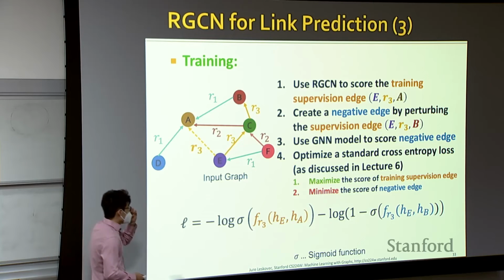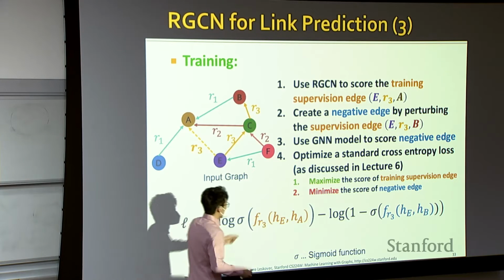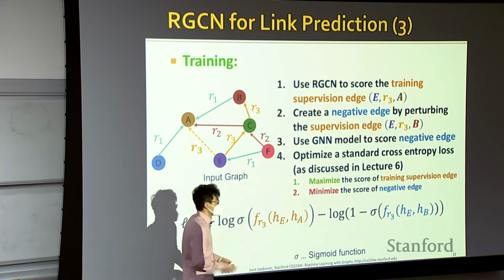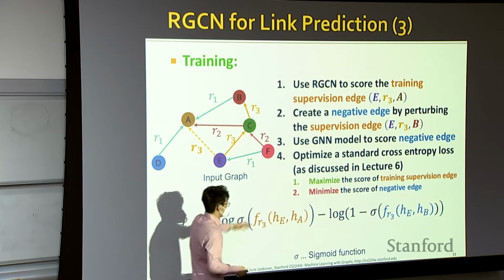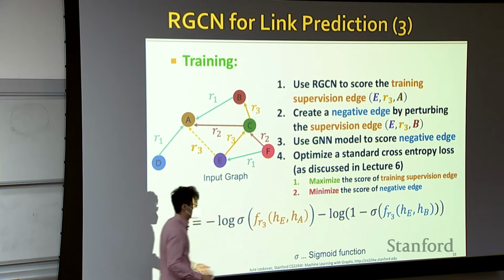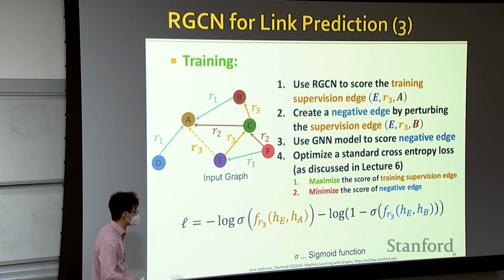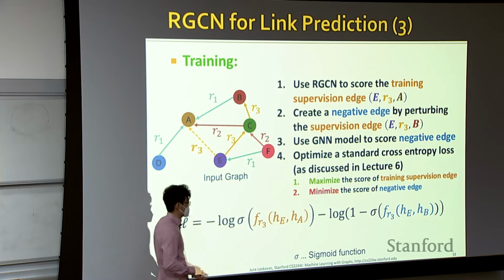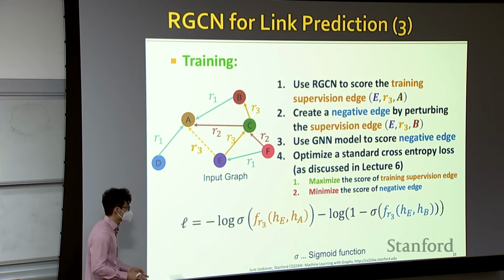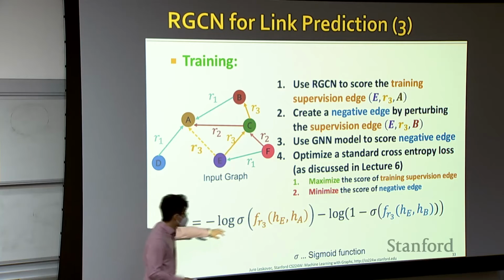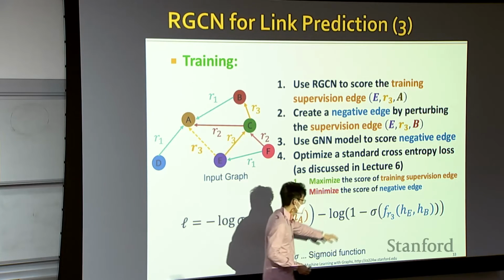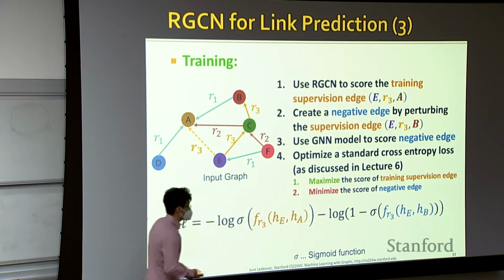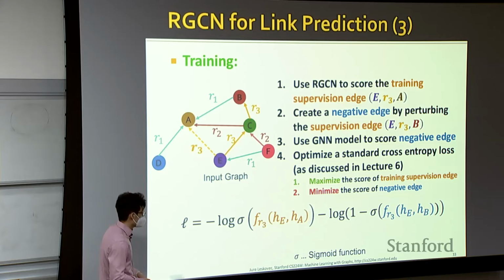And then we will also use the GNN model to score these negative edges. And how do we train the model? Well, we'll use the same standard binary cross entropy loss that we have also discussed earlier in the lecture. And our motivation is that we want to maximize the score of these training supervision edges that are positive, and minimize the score of the negative edges. And this is the loss function we want to optimize.